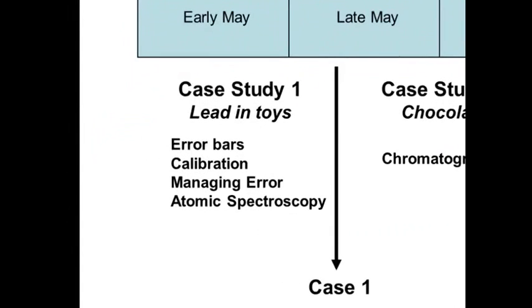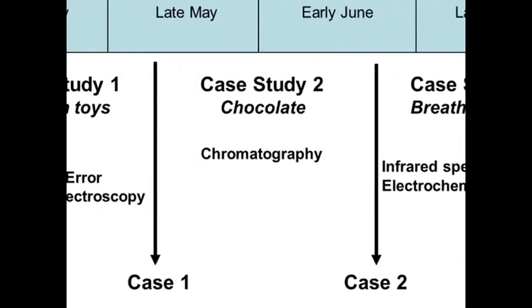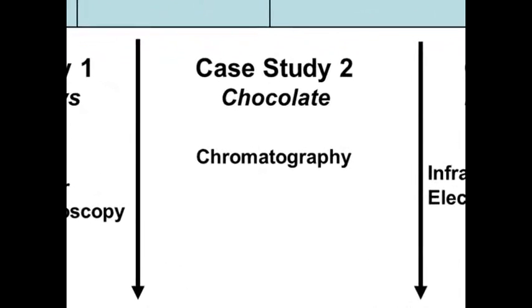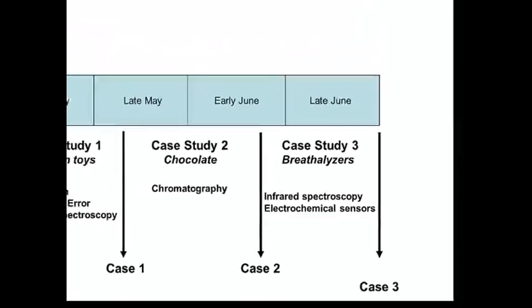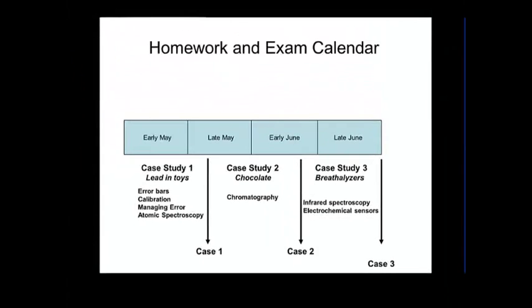And that's a really interesting case study. It brings up issues of sample preparation, as well as the limits of detection of instruments and how accurate and precise our measurements can be. Then we're going to transition to chromatography, where the case study will be chocolate, and then finally at the end, breathalyzers. Now each of these case studies will be due every couple of weeks, and they're going to be more short answer, sort of discussion format, and they will be peer graded.